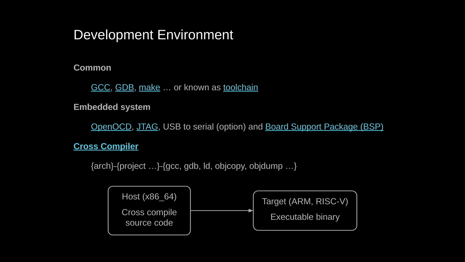If you have an embedded system, then you may need OpenOCD and JTAG to do things like flash and debug. You may also need a USB to serial wire connecting to the embedded system's serial console. Each board has its own board support package, BSP. If your host's architecture is different from your target chip, then you need a cross-compiler. Its name usually comes from the prefix with the architecture, then the project, then the tool: GCC, GDB, etc.